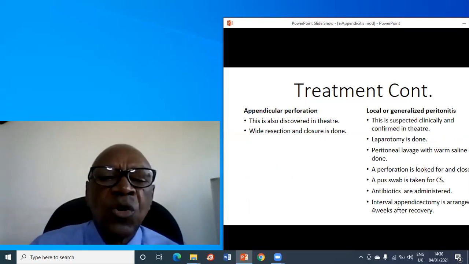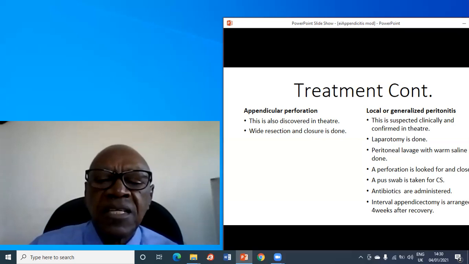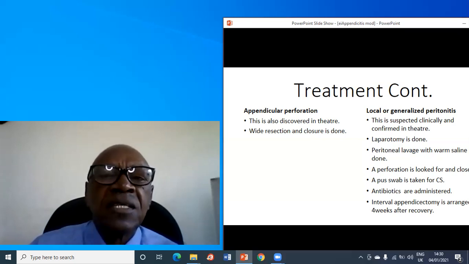Local or generalized peritonitis is suspected clinically and confirmed in the theater. Laparotomy is done. Peritoneal lavage with warm saline is done. A perforation is looked for and closed. A pus swab is taken for culture and sensitivity. Antibiotics are administered. Interval appendicectomy is arranged 4 weeks after recovery.